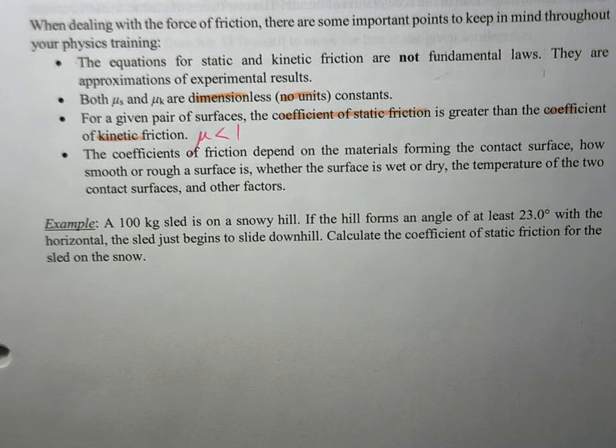So the coefficients of friction between objects depend entirely on the two surfaces that are interacting. There's a difference between trying to scooch across a thick carpet versus moving around on ice. Ice has very little friction. A really thick carpet has a significant amount of friction. It'll depend if it's wet or dry. It depends on the temperature. There's a lot of factors that affect friction.